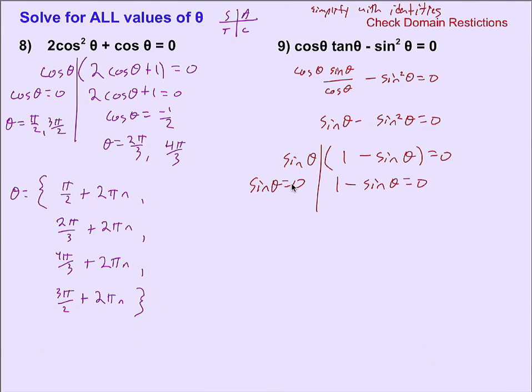Sine of theta equals 0 twice. It could happen at 0 or at pi. And 1 minus sine of theta, we'll add the sine of theta to both sides. And sine of theta equals 1 only once, at theta equals pi over 2.